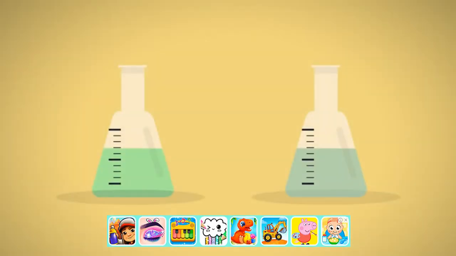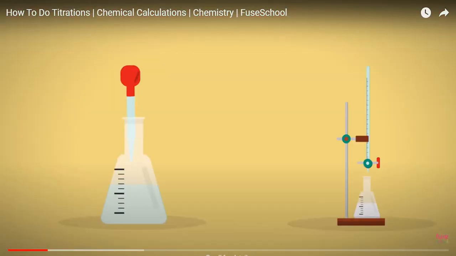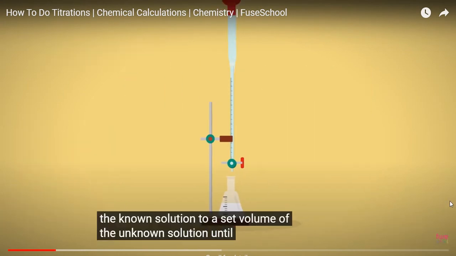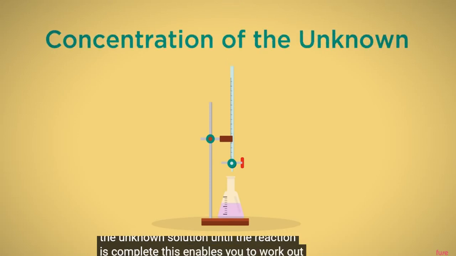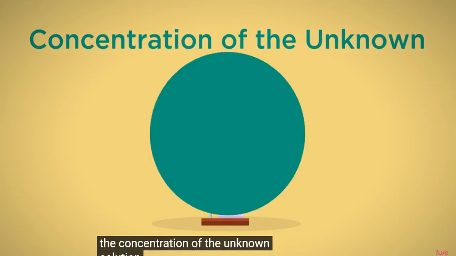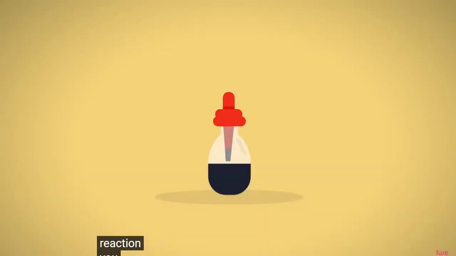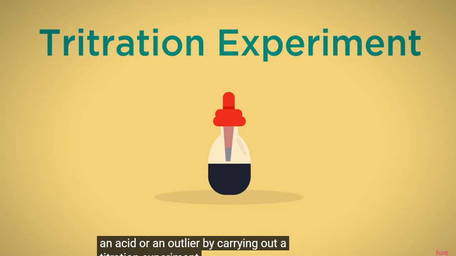A titration is a technique used to work out the concentration of an unknown solution when you know the concentration of another solution. You carefully add the known solution to a set volume of the unknown solution until the reaction is complete. This enables you to work out the concentration of the unknown solution. You may need to use an indicator to signal the end of the reaction. You can calculate the concentration of an acid or an alkali by carrying out a titration experiment.